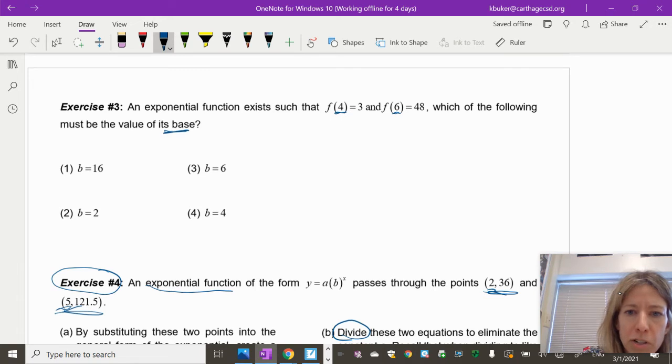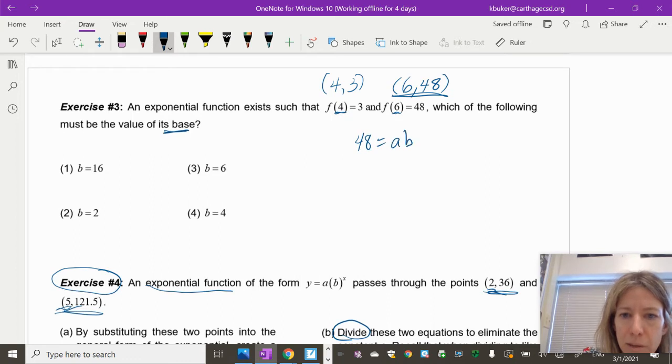So remember, this is function notation. Basically, this is giving me the coordinate 4, 3. When the input is 4, the output is 3. And this gives me the ordered pair 6, 48. When I substitute, I like to put the higher numbers on top. So the y value is 48 equals ab to the 6. And for the second one, which I'm going to divide, my y value is 3 equals ab to the 4th.